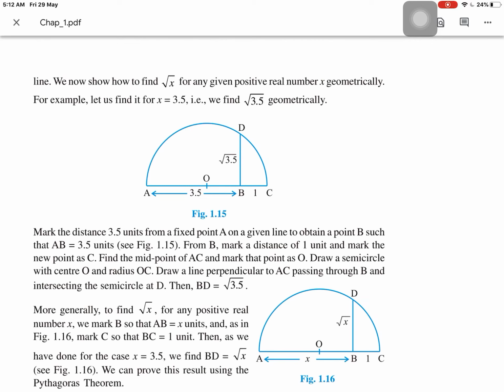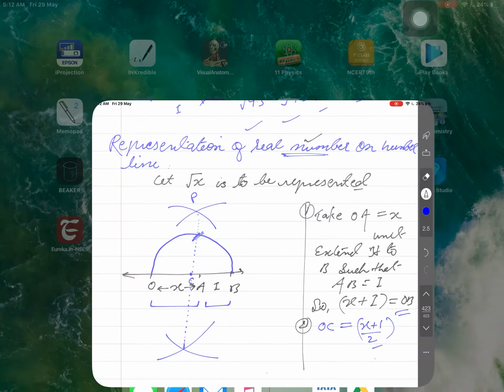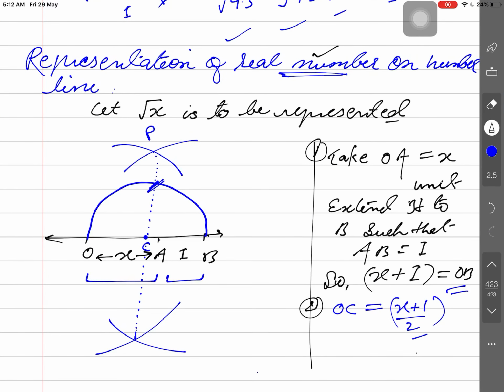So what is that dB here? The dB is 3.5, under root 3.5, and how this is under root 3, I will explain this. Okay, look. In the NCERT textbook, this C to P information has not been given, right? So you will draw a perpendicular at A.